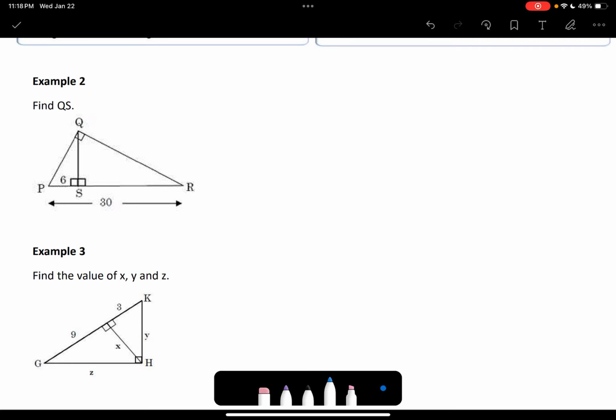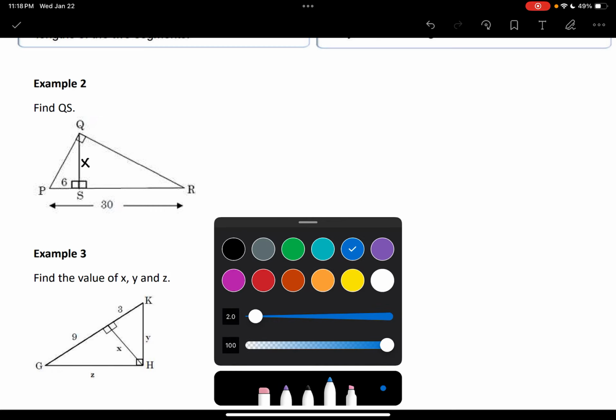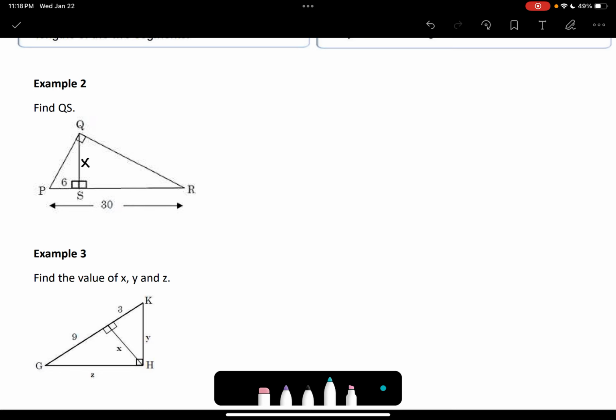Example 2 says find QS, right? Currently, I don't know the value of QS, so I'm going to label QS as X. We don't know what QS is, so this is just X. In the spirit of following the same steps that we did earlier, let's do the same thing and start off by looking at the big triangle and labeling our acute angles.